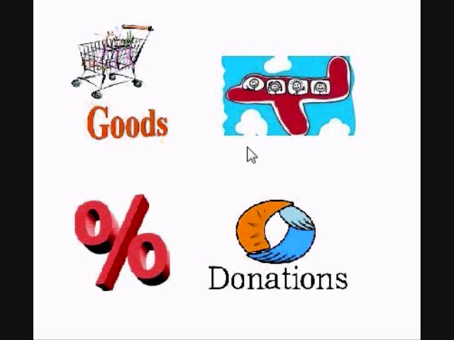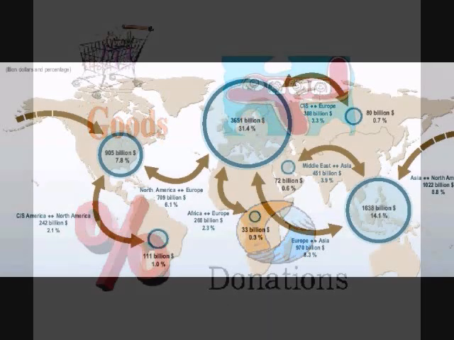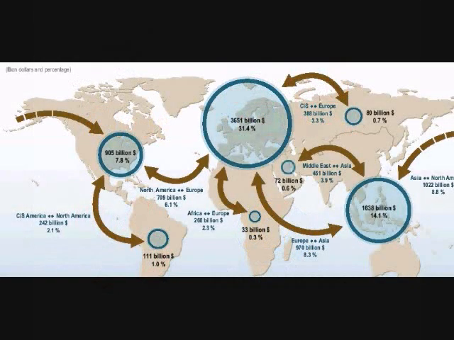Services include transportation, business services, and tourism. Income includes interest and dividend payments from investments made into other countries and from investments foreigners make into the country. Current transfers are things like donations, grants, and aid. The largest part of the current account is the balance of trade.